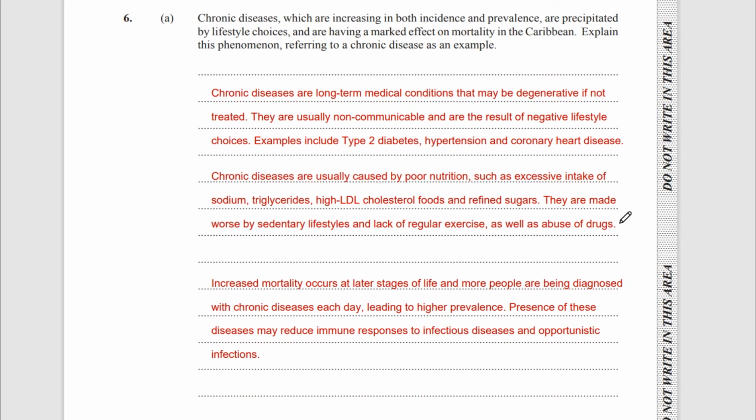So COVID was a good example. You had all these comorbidities, right? And inflammation of organs, and that actually slowed the immune response to the COVID virus. That's why I saw a lot of people who were obese or hypertensive or diabetic. They had a lower chance of survival against it. So presence of these diseases may reduce immune responses to infectious diseases and opportunistic infections. So that would, of course, lead to increased mortality.